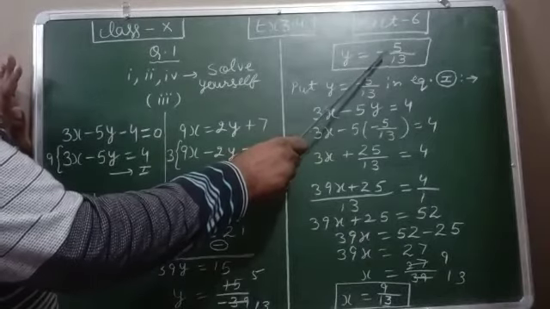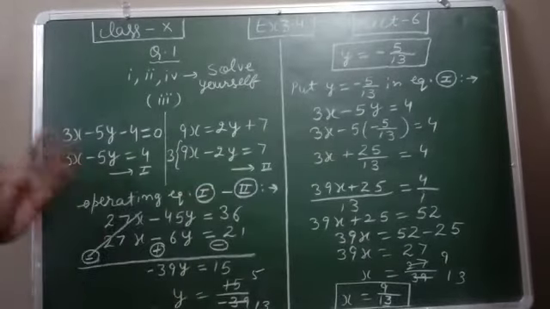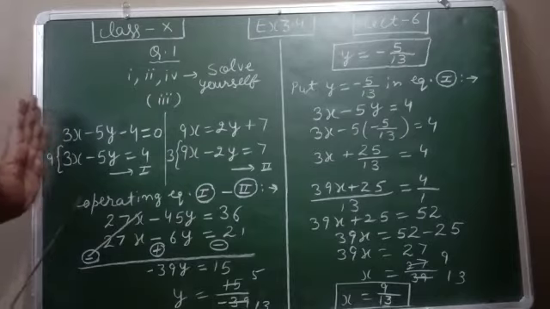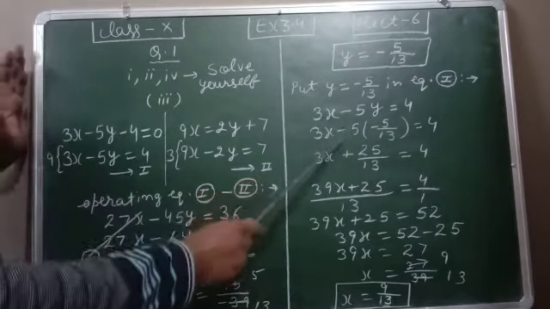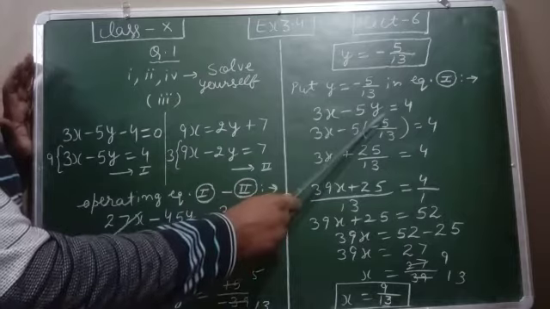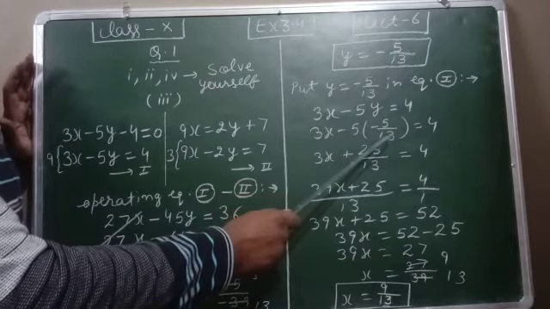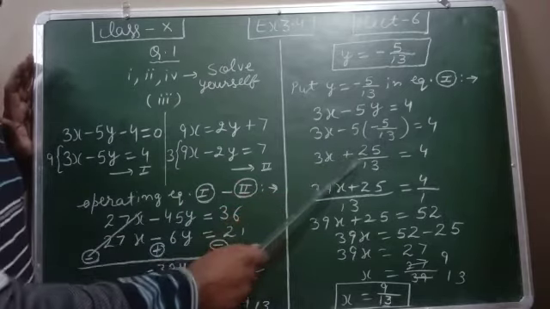Now we will put this value of y in this equation. We will leave this 9 and use only the original equation. So 3x as it is, minus 5 as it is. In place of this y, we will write minus 5 upon 13. Minus minus will become plus.